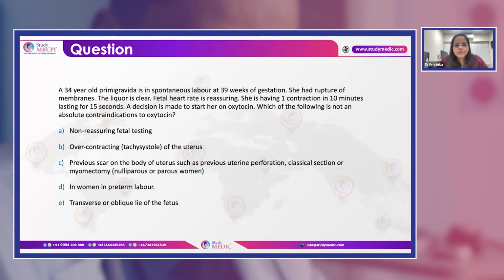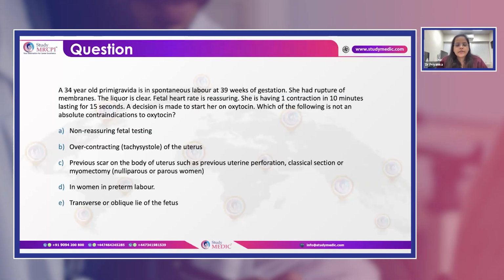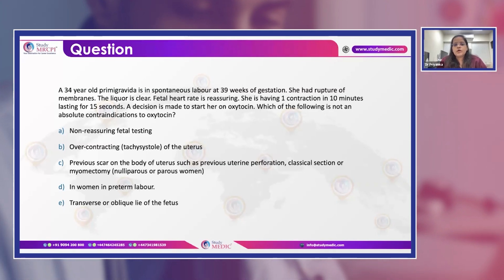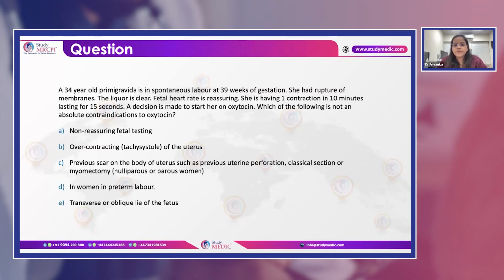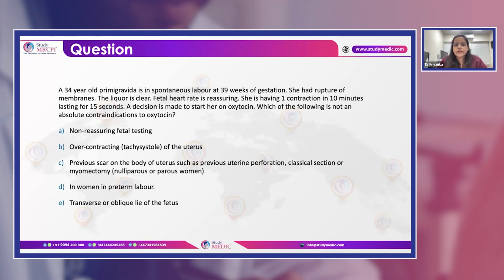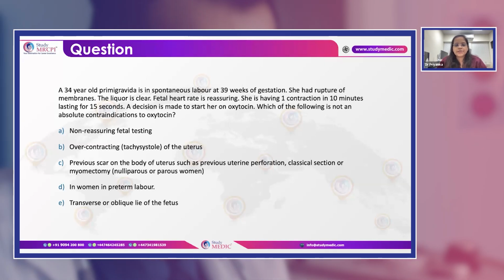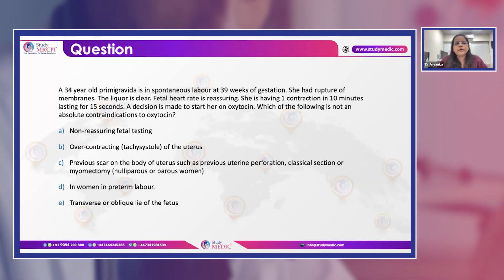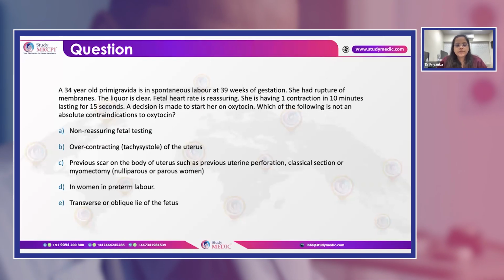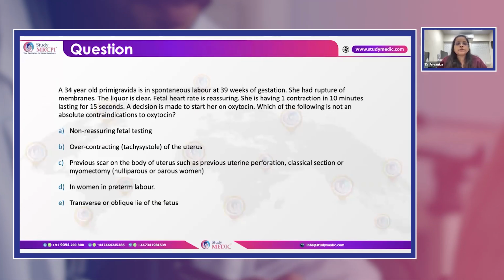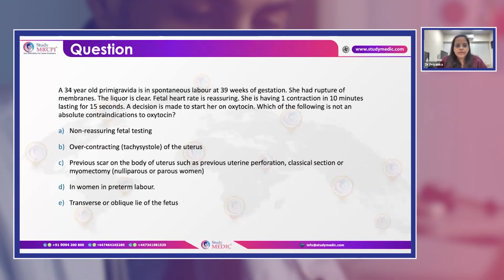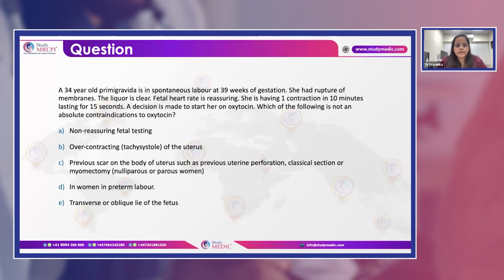Okay. So non-reassuring fetal testing is an absolute contraindication where we are not going to start oxytocin because we know that oxytocin can also lead to fetal heart rate abnormalities because of the tachysystole or hyperstimulation it can cause and hence lead to non-reassuring CTG. So if it is already non-reassuring, we are going to avoid oxytocin. If there is a tachysystole of the uterus, there is no point in giving oxytocin because we need to give medications which will decrease the contractions like terbutaline. So that is also an absolute contraindication.